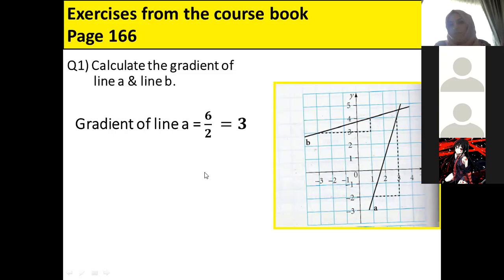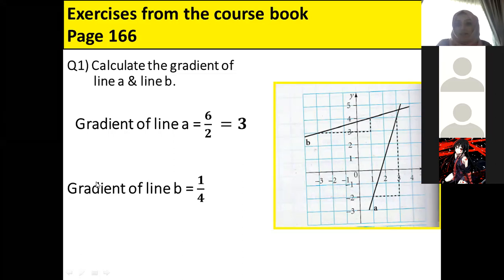Part B. How many up and how many across? The up is 1 and 4 across. Excellent. So it's 1 over 4, 0.25. So it's a quarter or 0.25, and it's positive because it's an increasing line.